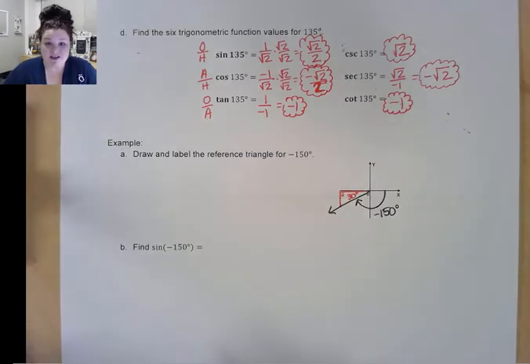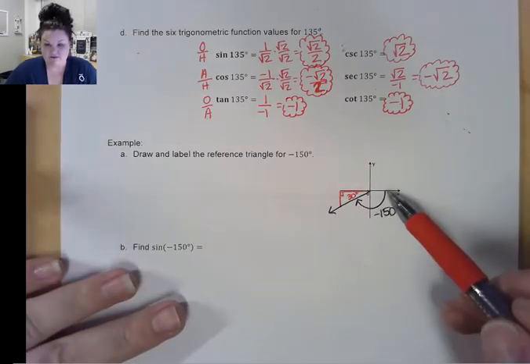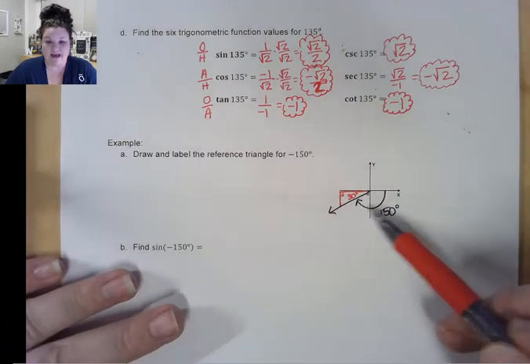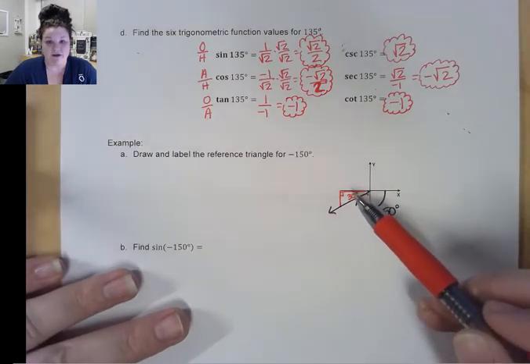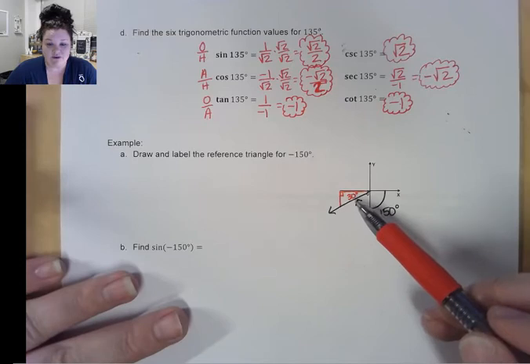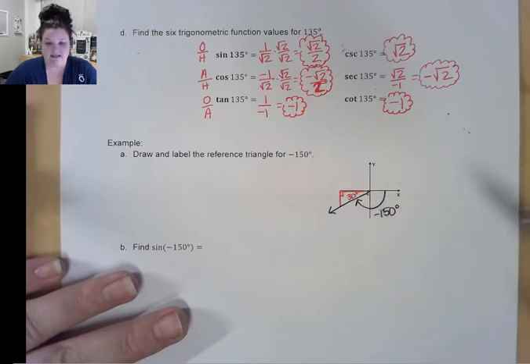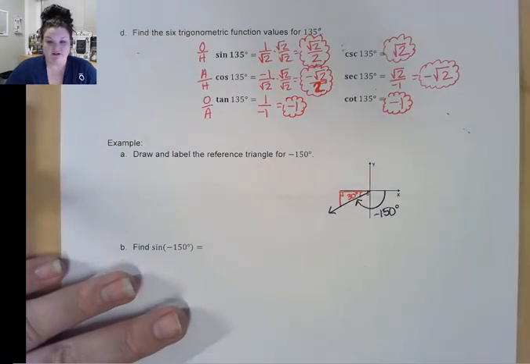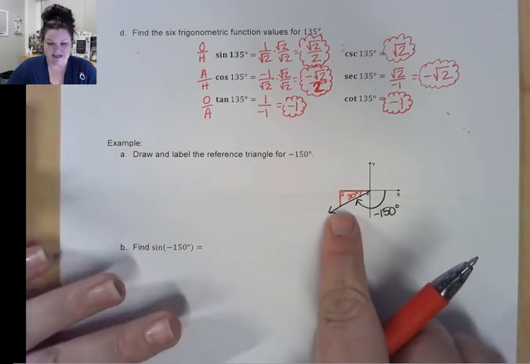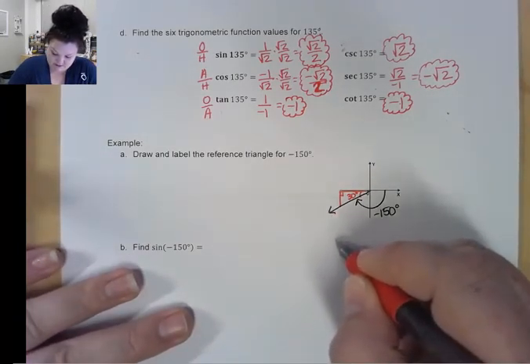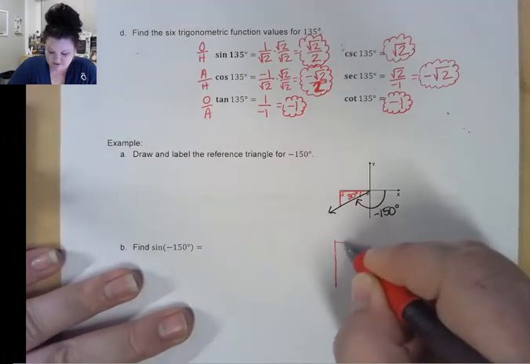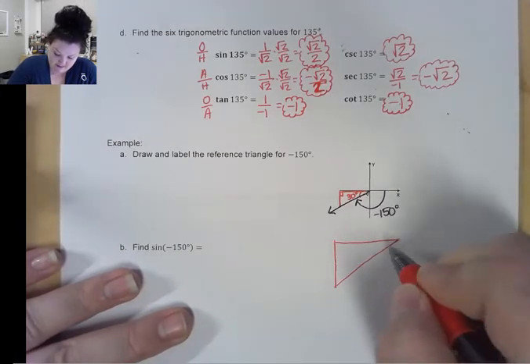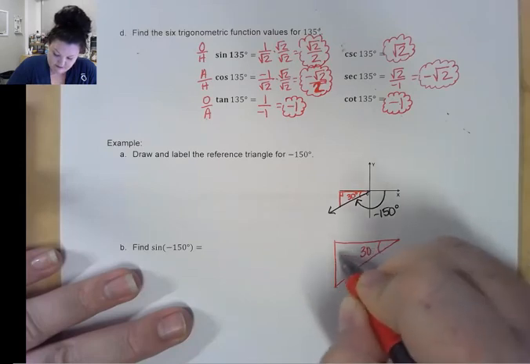All right, so I went ahead and drew it. So negative 150 goes clockwise past negative 90, not quite to 180. It stops 30 degrees shy of getting to the x-axis. So I know that my reference angle here is 30 degrees. Now it's teeny tiny in there, so I'm actually going to draw this triangle a little bit bigger just to help me see it. So I know that this is 30 degrees.